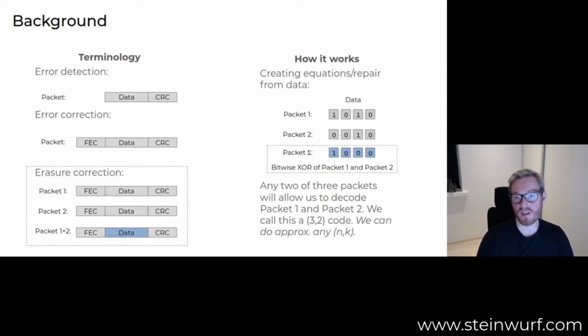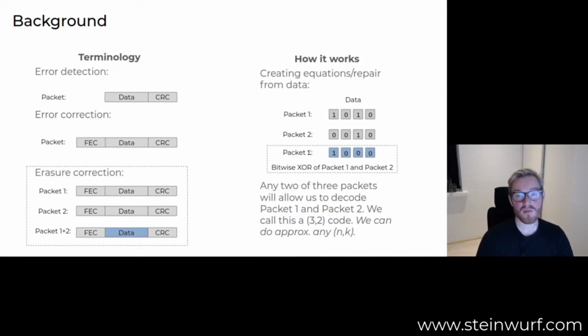And in this particular case, it's very simple. We can simply compute the sum of the 2 data packets by taking the XOR of the bits of the packets. And here I call that packet sigma. Already now we have this very interesting property that if I receive packet 1 and packet sigma, I can recover packet 2, or if I receive packet 2 and packet sigma, I can recover packet 1. We sometimes call this a 3,2 code because we're sending 3 packets and any 2 out of the 3 will allow us to recover the original 2.